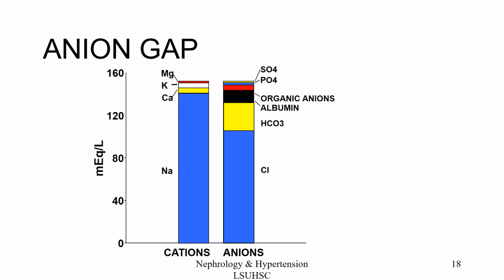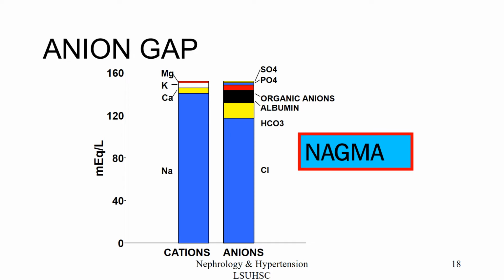So when you have a metabolic acidosis, you can have two ways by which the bicarbonate goes down. You can have the chloride go up and replace the bicarbonate. There is no change in the difference between the sodium level minus the sum of chloride and bicarbonate here, and the anion gap does not change, and this is what we call a non-anion gap metabolic acidosis.